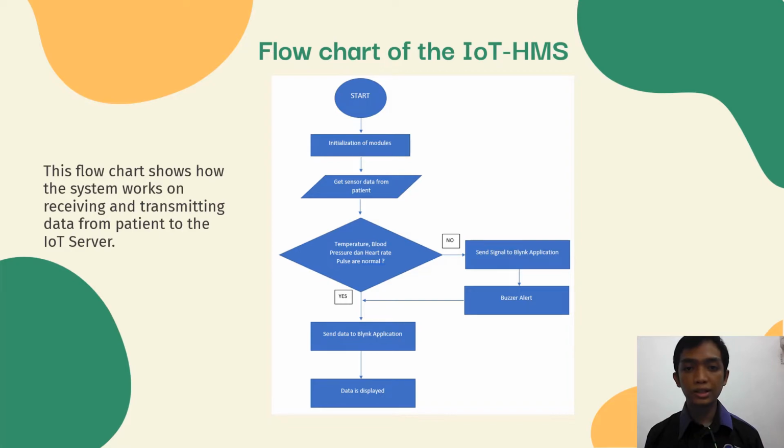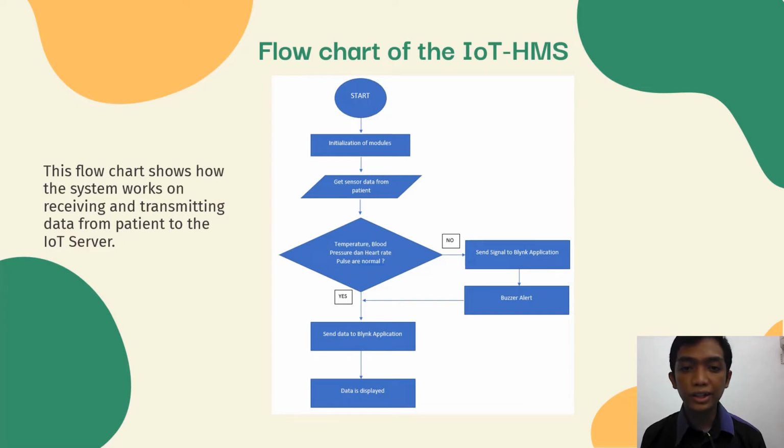After that, the system will check whether the data is normal or abnormal. Abnormal here means the systolic reading is above 129 and the temperature reading is above 37.5 degrees Celsius. And next is the heartbeat pulse is over 200 BPM.